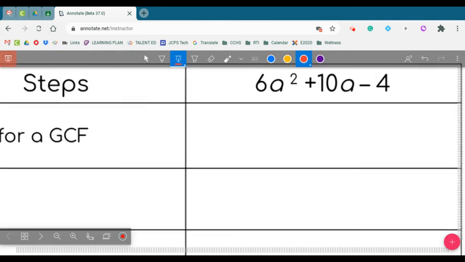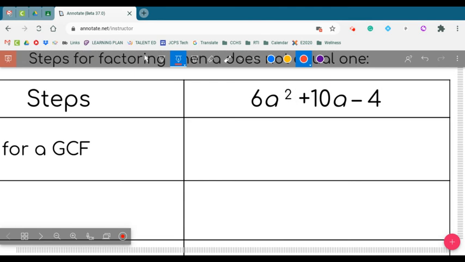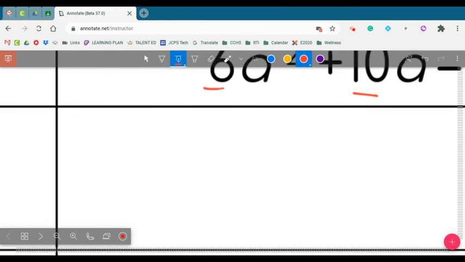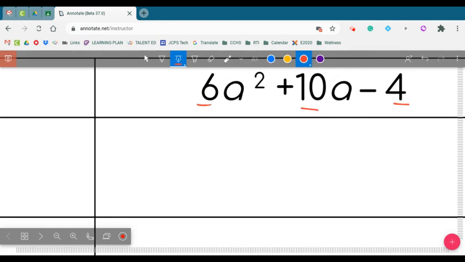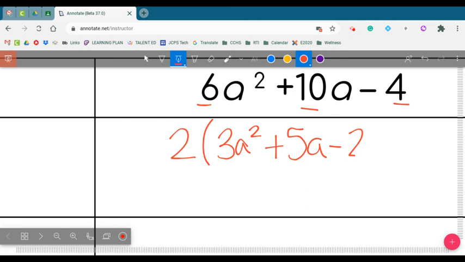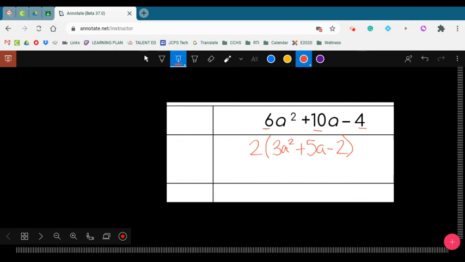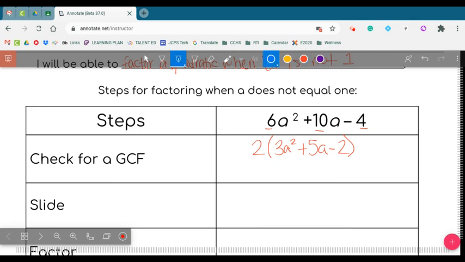So first of all, we have to check, is there a GCF? So is there a constant that I can divide out of 6, 10, and 4? And there is, 2. And then is there a variable I can take out of every single term? No. So I'm going to be left with 3a squared plus 5a minus 2, because I'm going to divide out that 2 from every single term. So now that I have that factored, I see that this a value right here is not 1, and I've factored everything out. So this is where we have to do something a little bit different.